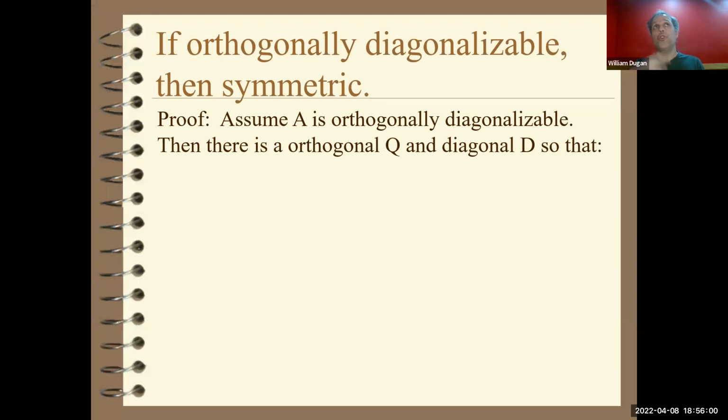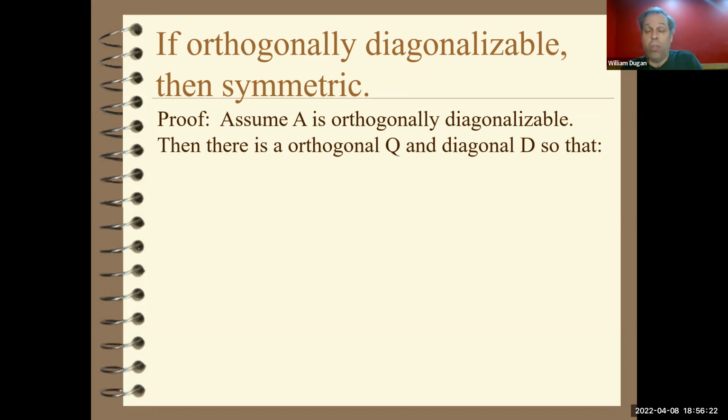Now, there are two halves of this proof. I have to show that if the matrix is orthogonally diagonalizable, then the matrix is symmetric. I then have to show that if the matrix is symmetric, then it is orthogonally diagonalizable. The entire time, I'm assuming the matrix has only real entries. So let's do the easy one. We'll assume that the matrix is orthogonally diagonalizable.